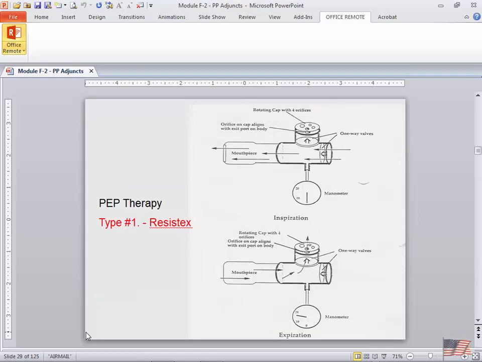It's called the Resistex. You don't need to know brand names, but you need to know concepts. What I'm doing is, here's the patient on the left-hand side of that mouthpiece. They're drawing in air, and then as they are exhaling, there's a series of one-way valves. They're only allowed to exhale through this cap, and the cap has different size orifices that add a different level of resistance.